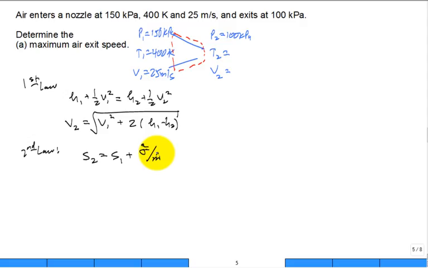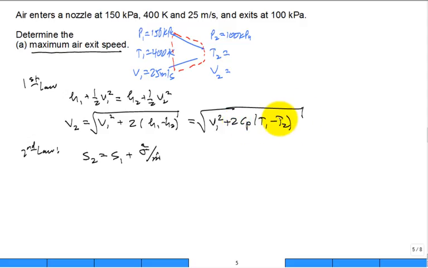So what about if I wanted to calculate the maximum air speed? If I assume constant specific heats, I get the square root of V1 squared plus 2 C sub P (T1 minus T2). If I want a maximum exit speed, what should happen to the exit temperature? Make it as low as possible. True? So if you want it as low as possible, would you want a bunch of irreversibilities in the nozzle, or would you want the nozzle to be reversible? Reversible. You would want no friction in the expansion.